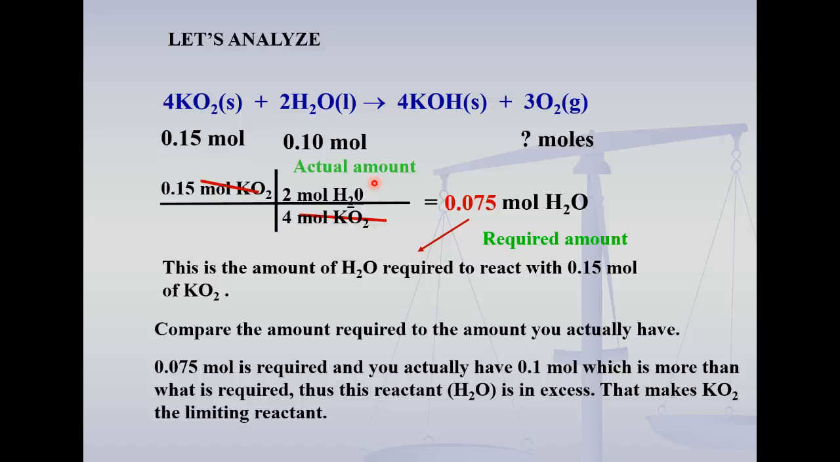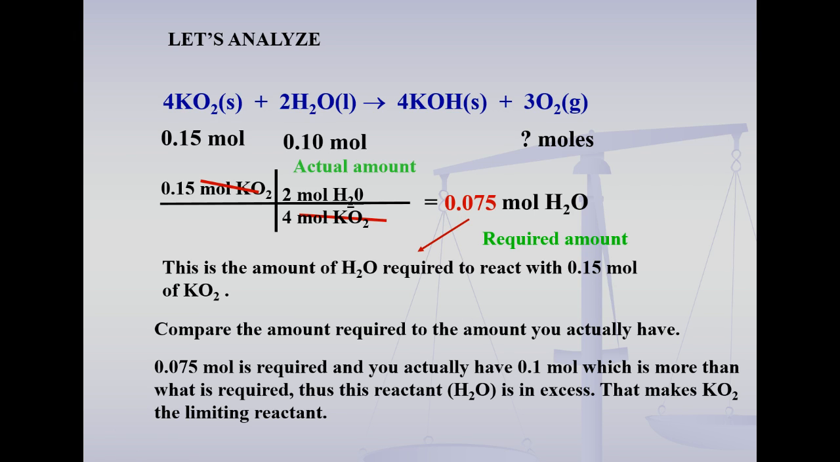So if you have more than what is required, then that is your reactant in excess. That's going to make our other reactant, potassium superoxide, the limiting reactant. So if you have more than enough, that's an excess. If you don't have enough, then that will be the limiting reactant.